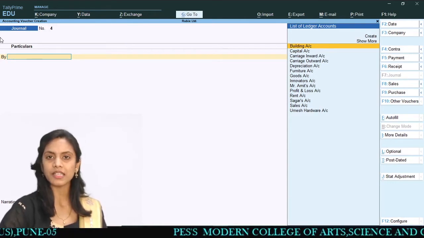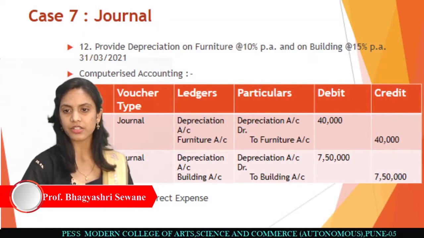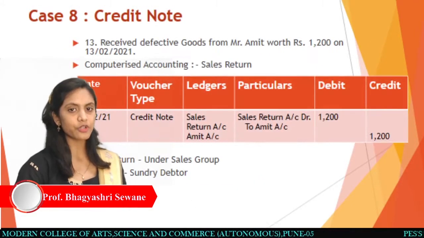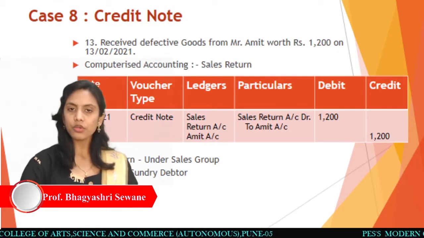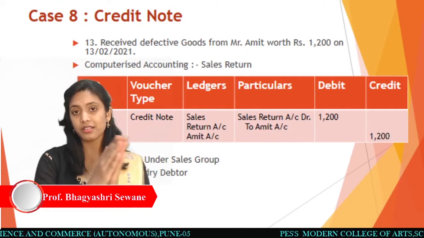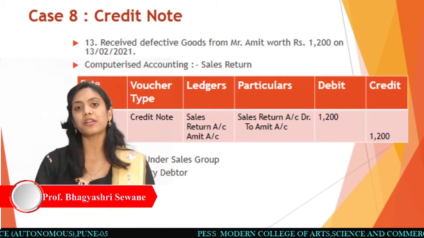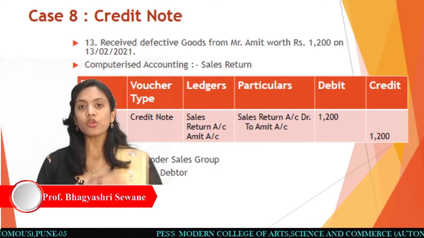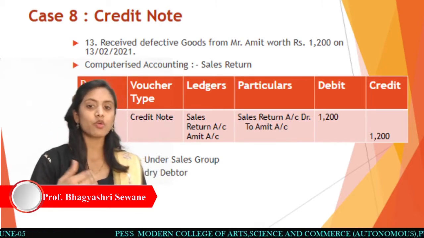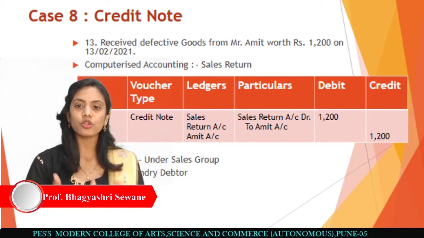Now we will see which is the next journal entry. Yes, the next entry is related to the credit note. Now credit note, we have seen in the previous lectures that credit note is related to the return. Credit note and debit note are related to returns. But credit note is related to the sales return, because we give the effect by crediting the sales return. So credit note is a sales return.